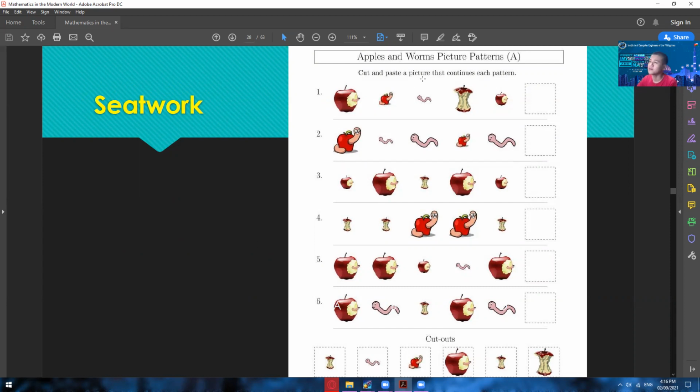Okay, so apples and worms picture patterns. So don't cheat, okay? Because the next page is where you can find the answer of this one. Anyway, so anyone who would like to answer number one? What is the next picture? Okay, so you can find what is the next picture around right here on the bottom. So let's just name this one as letter A, B, C, D, E, and then F. So is it letter A, B, C, D, E, or F?